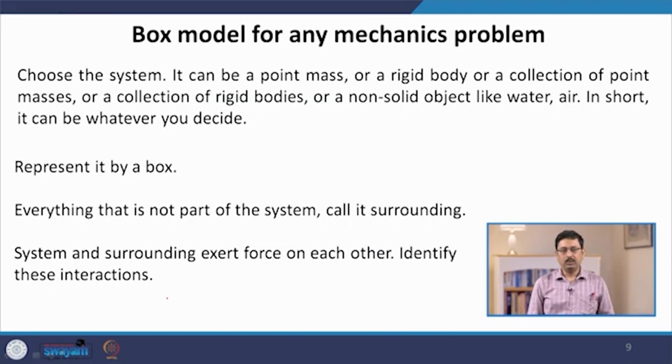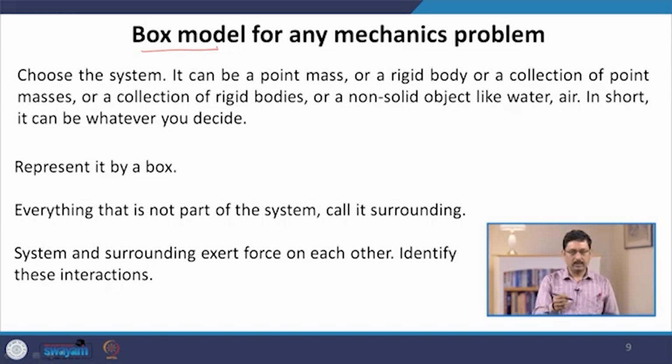Now we are going to illustrate these points through worked out examples. Before I go to the examples, let me state the strategy that we are going to use. We are going to use what I am going to call a box model for any mechanics problem.